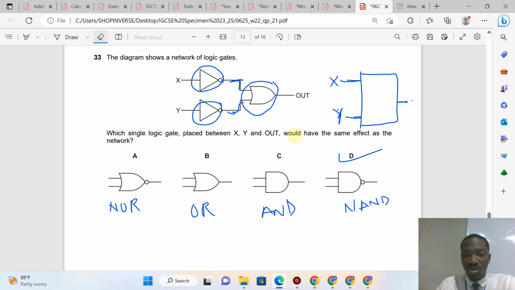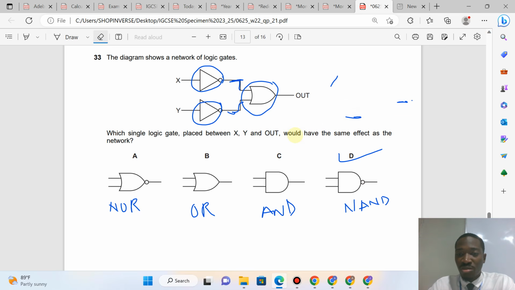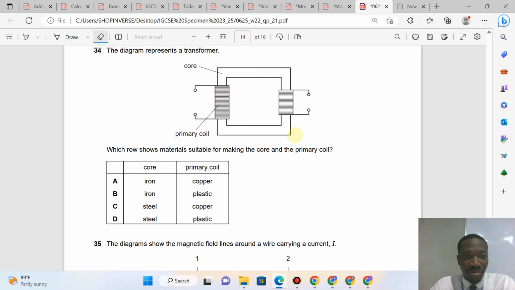This you'll be learning when you get to A level, and also in university if you are studying electronics or electrical engineering or you're studying physics, then you deal with logic gates. Okay. But for now, let's focus on how you pass your IGCSE examination. Let's go straight to question number 34.